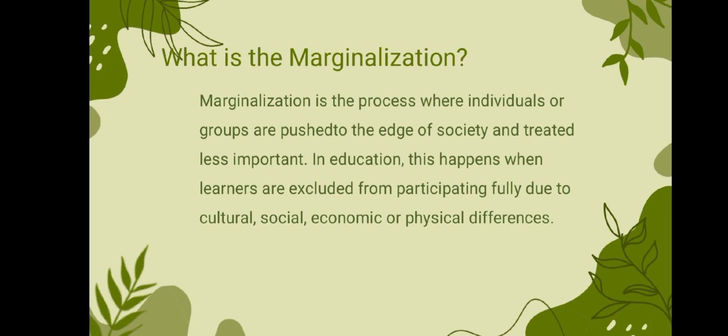For example, a 12-year-old boy from a remote indigenous community speaks a native language not used in school. He cannot understand the language of instruction and the teacher is not trained to support his learning needs. He feels isolated and discouraged. Eventually, he stopped going to school. In this example, the child is marginalized due to cultural and linguistic differences, resulting in exclusion from meaningful education.